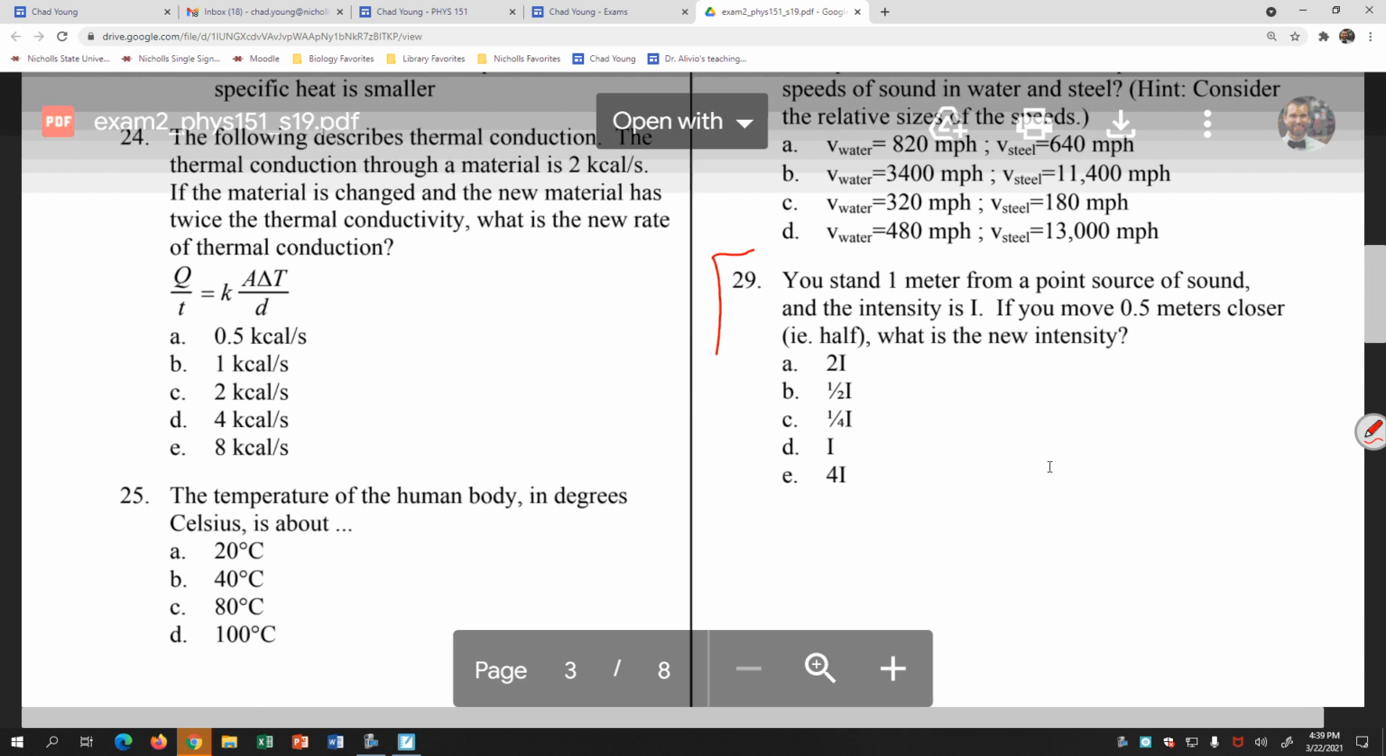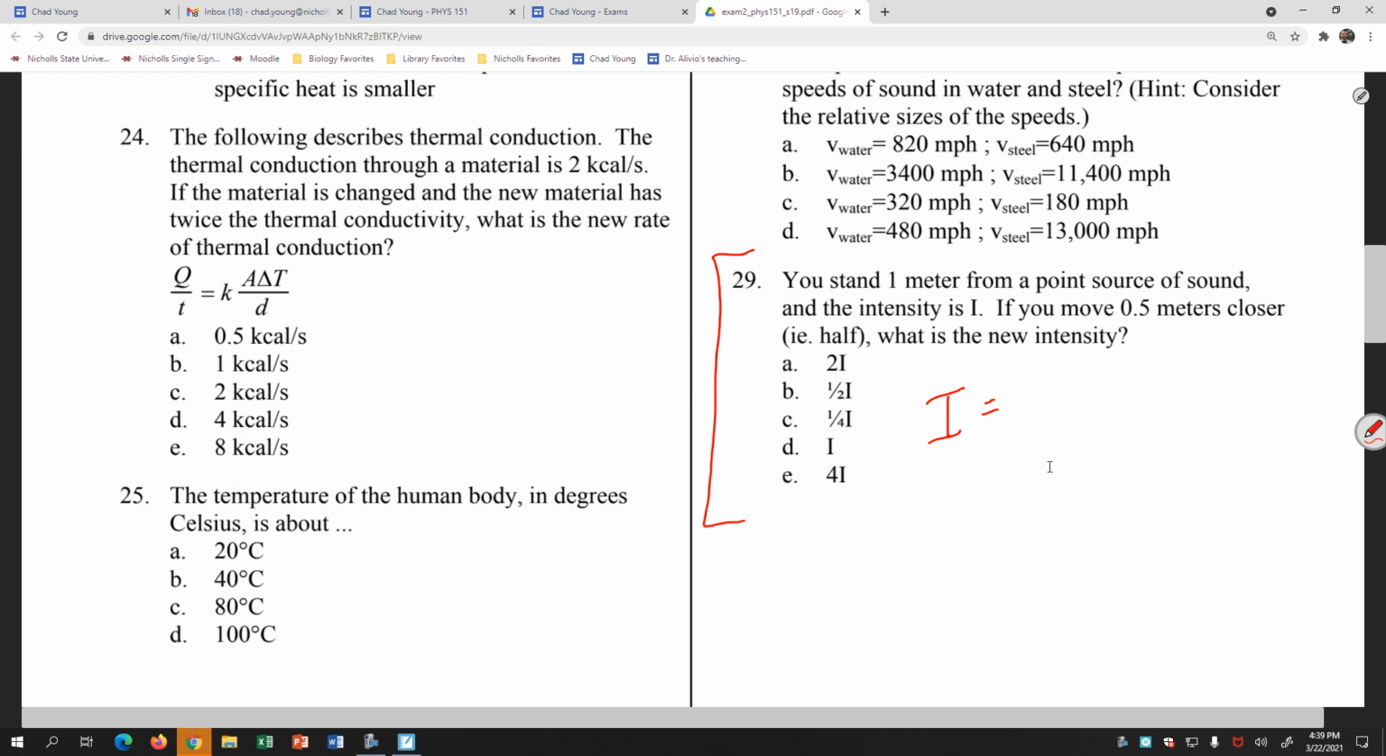There's a question about the intensity. Remember, intensity is power over 4 pi r squared. Here I'm moving from 1 meter to half the distance, what I had before. So I'm halving my distance r. That means I'm going to have 4 times the intensity.